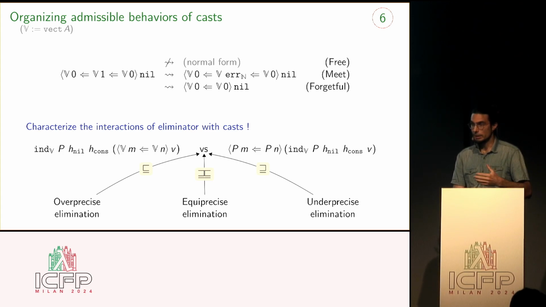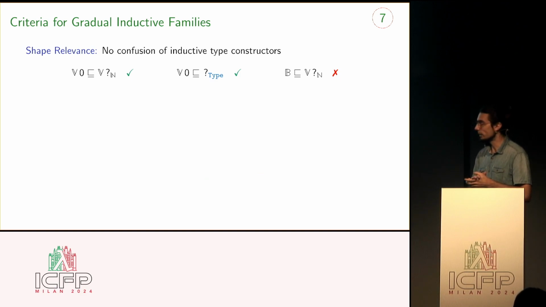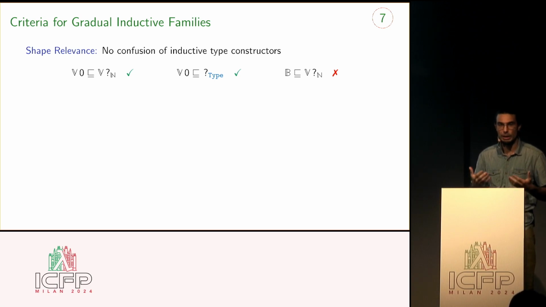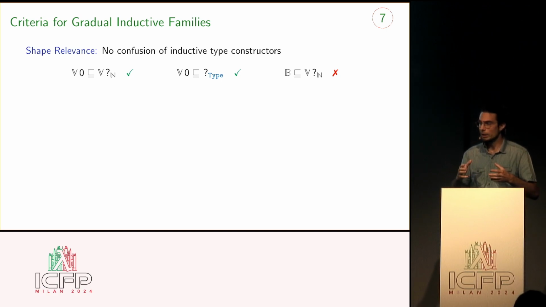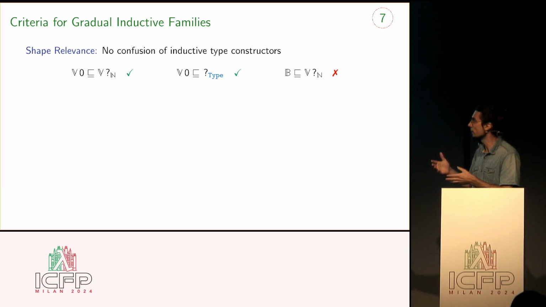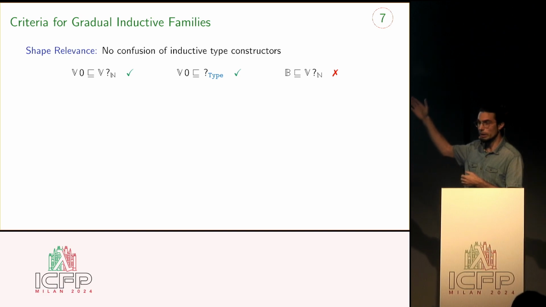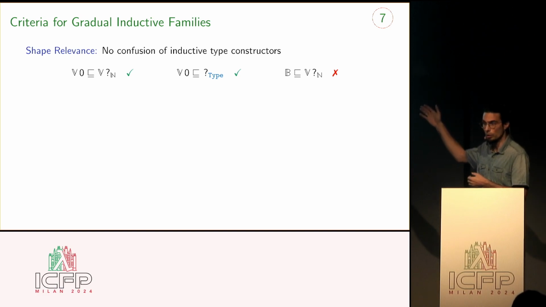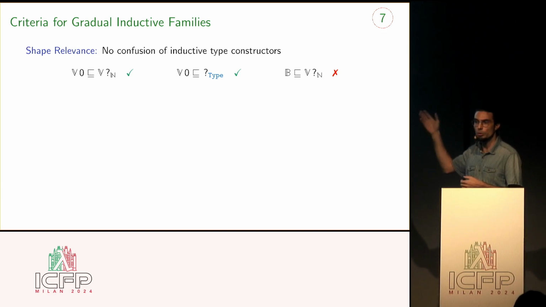Of course, I say that inductive families should be well behaved in some sense, and our previous work was realizing that some classical encodings were not so well behaved. And that's why in our paper we described three important criteria to carve out the well-behaved gradual inductive families. The first criterion is called shape relevance, and it says that an inductive family should only be related to itself or gradual types. For example, vectors of size 0 can be related to vectors of size unknown or to the unknown type itself, but Boolean should not be more precise than vectors of size unknown, which looks clear.